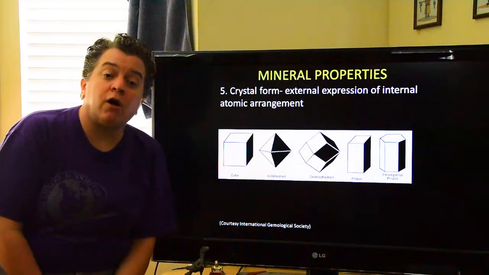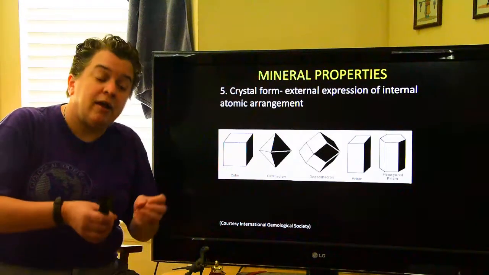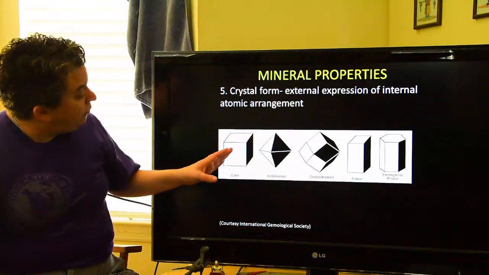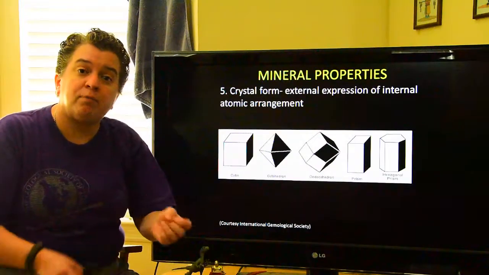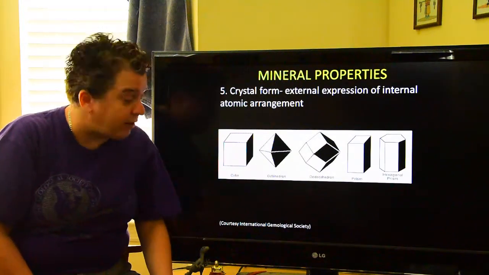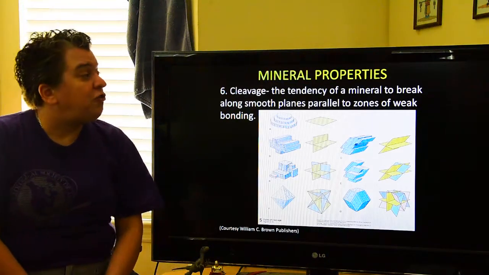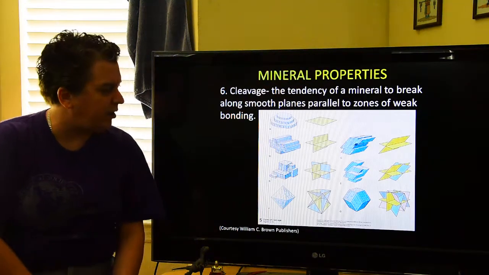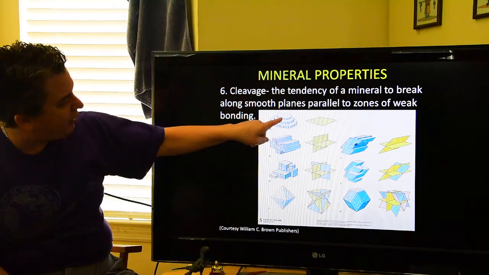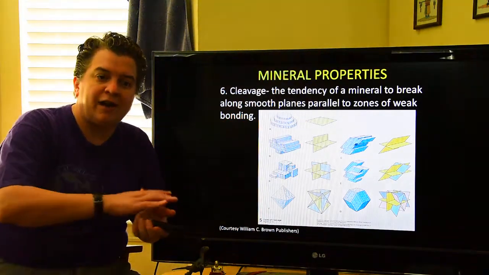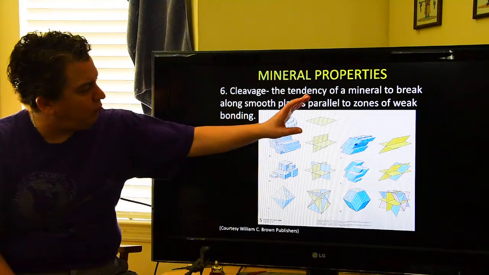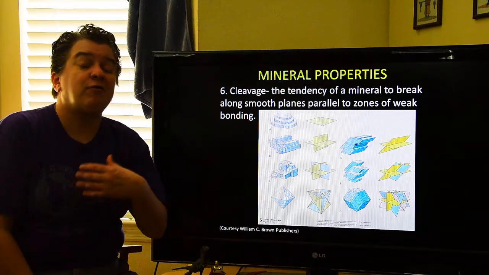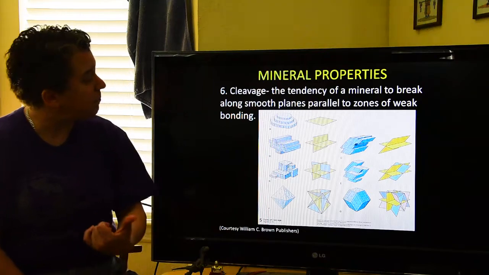There's the crystal form. That's the shape the mineral takes as those little atoms all arrange themselves in that crystalline form. You can get different shapes to the mineral depending on how the atoms arrange themselves. There's cleavage, which is the tendency of a mineral to break along zones of weak bonding. So you can see sometimes minerals have this one zone of weak bonding and they'll actually peel apart. Or they might have 2 or 3 or 6. They can have different numbers of these weak zones. And so you have to break the mineral to figure out what its cleavage is.